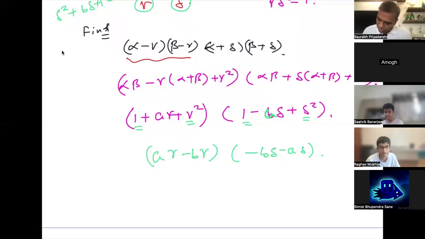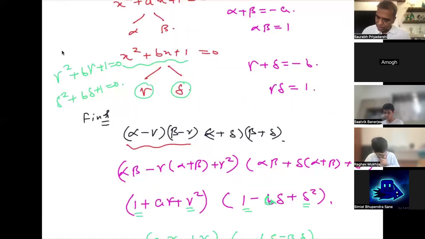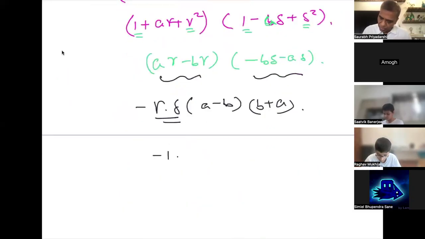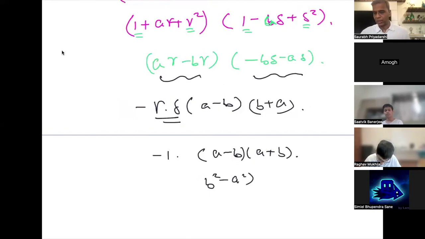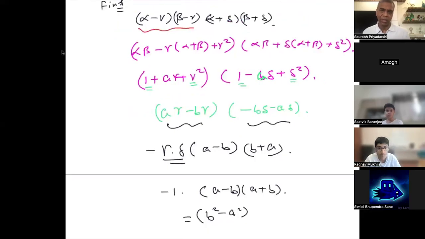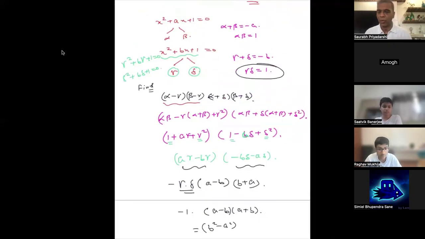I can take gamma and delta common out: gamma into delta times a minus b times b plus a. And what was the value of gamma into delta? From this, gamma delta was 1. So minus 1 into a minus b into a plus b. This is b square minus a square. Very simple, straightforward, but how you have to collect all the information.